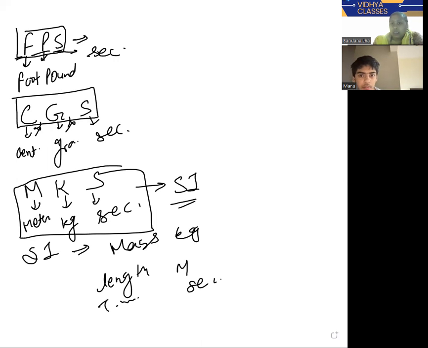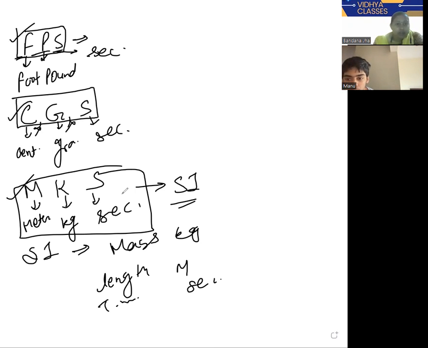Is this clear? Yes, this is FPS. FPS is for foot per second, CGS is for centimeter gram second, MKS is for meter kg second. And this is the example. Unit is never written with a capital initial letter. This thing also you should know.